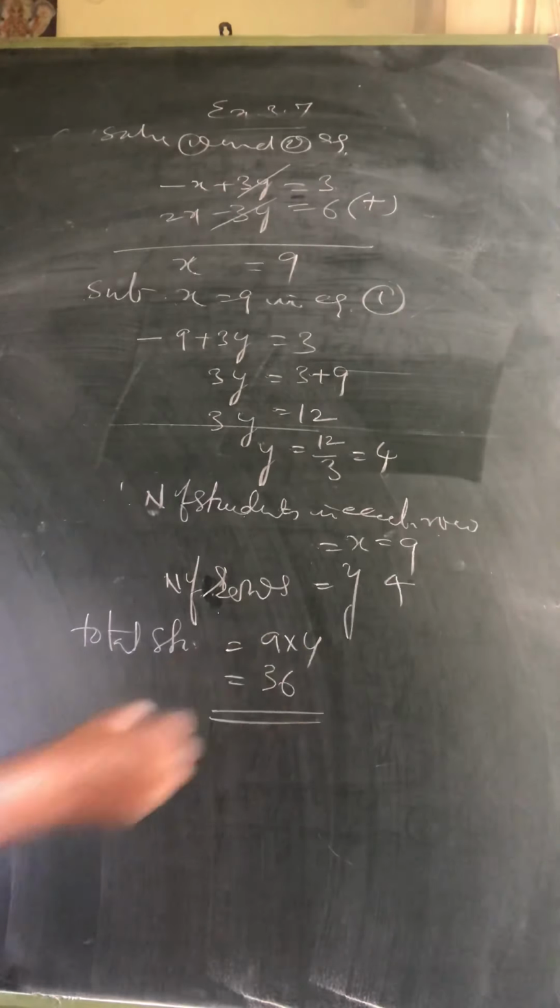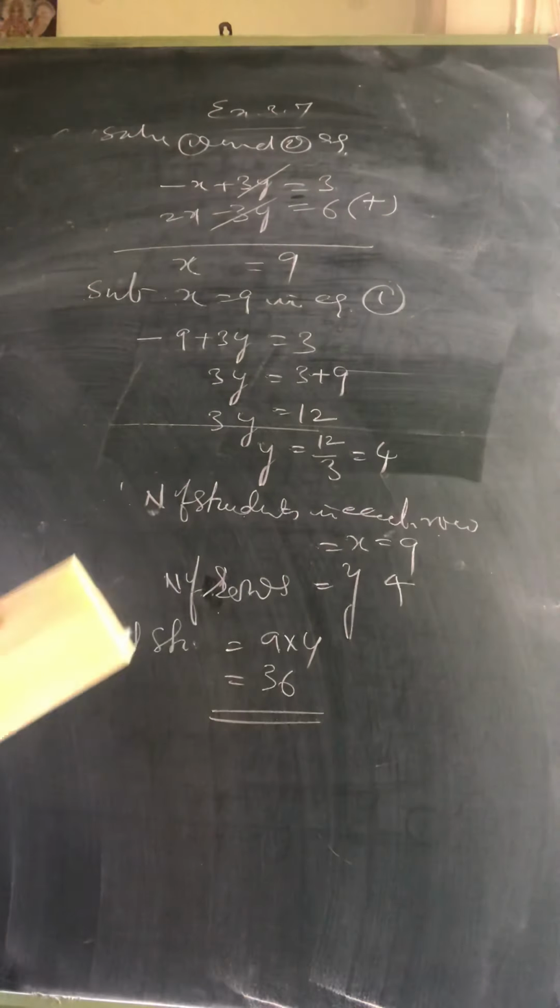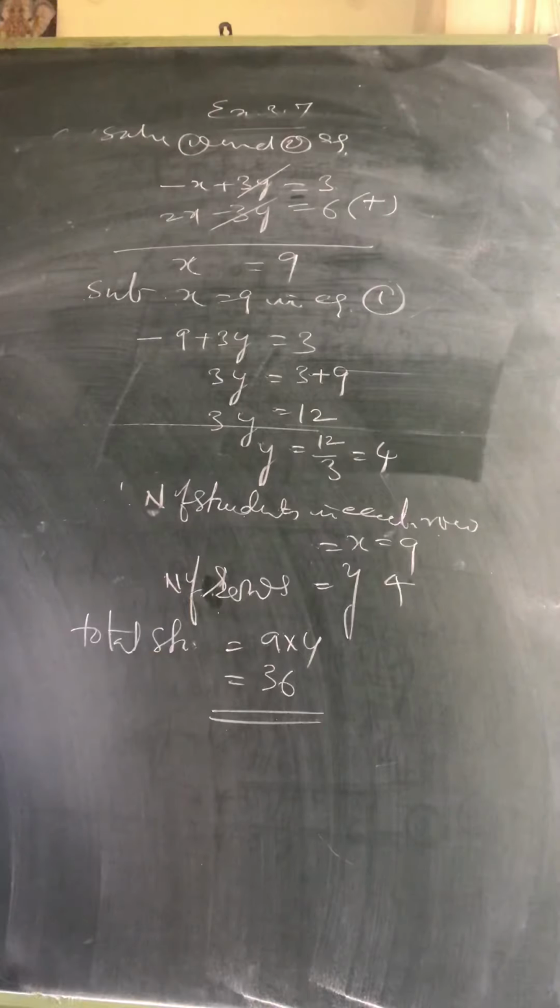Why are we multiplying 9 into 4? Number of rows into number of students in each row. So the total students are 36.